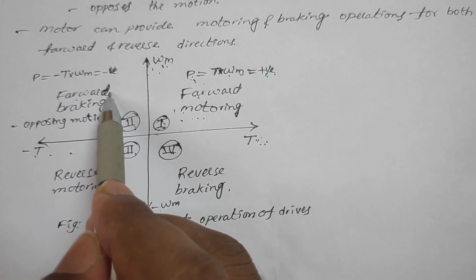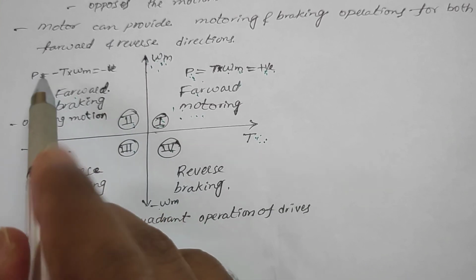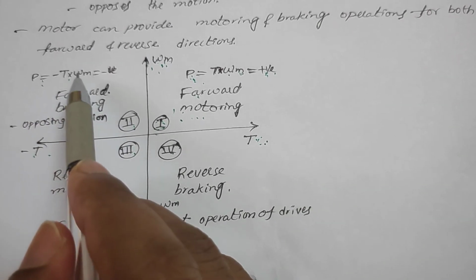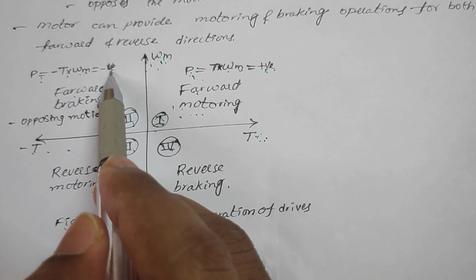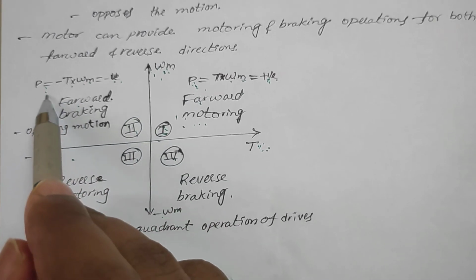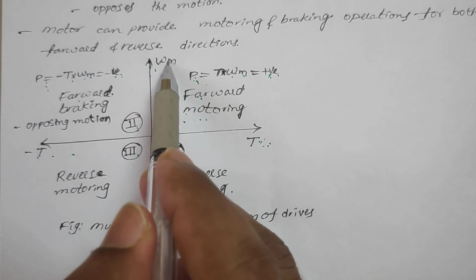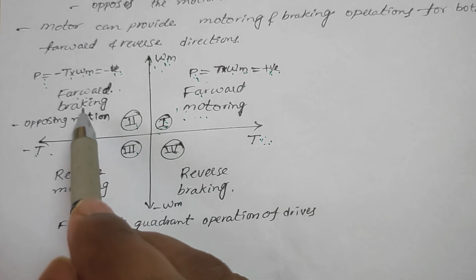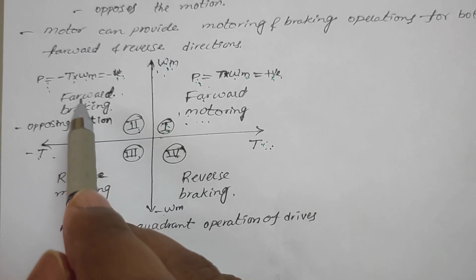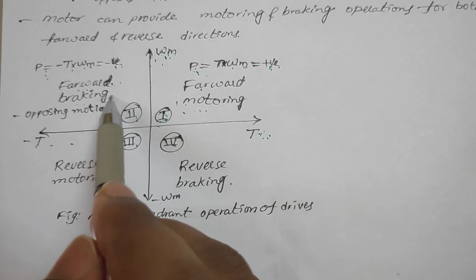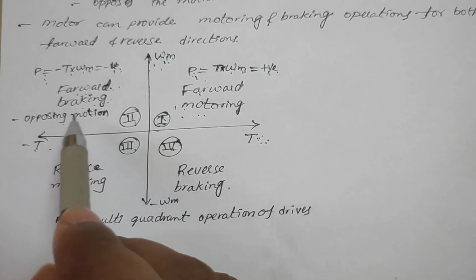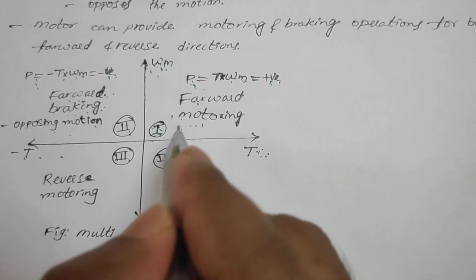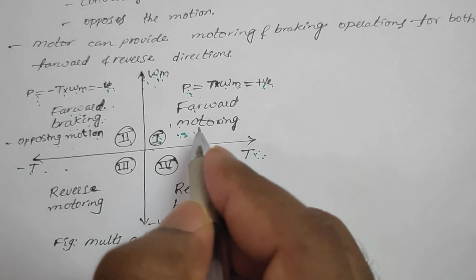Whether it is motoring mode or braking mode, to know that you see the power equation. Power P is equal to, here torque is negative, right? Minus T into omega m, which is negative. Your power is negative, speed is positive. When speed is positive, it is forward. Power is negative, it is in braking mode. That's why it is forward braking mode. As it is braking, it will oppose the motion. Motoring mode means it will support the motion.